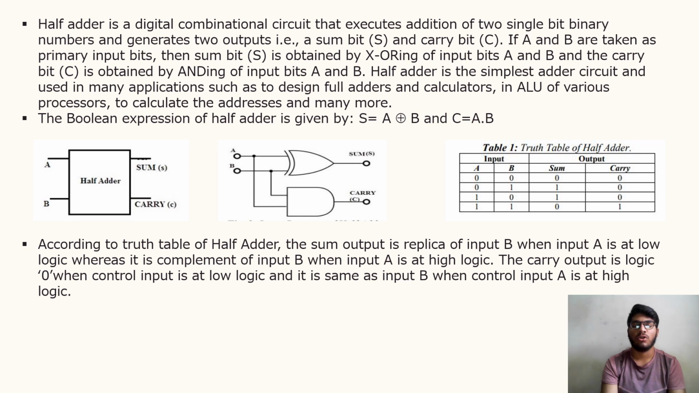The Boolean expression of the half adder is given by sum equals A exclusive OR B and carry equals A into B. The block diagram and logic gate of the half adder is given, and according to the truth table of the half adder, the sum output is a replica of input B when input A is at low logic, whereas it is the complement of input B when input A is at high logic. The carry output is logic 0 when control input A is at low logic, and it is the same as input B when control input A is at high logic.